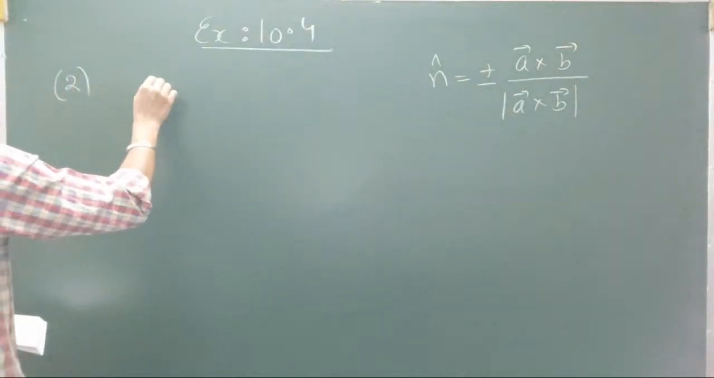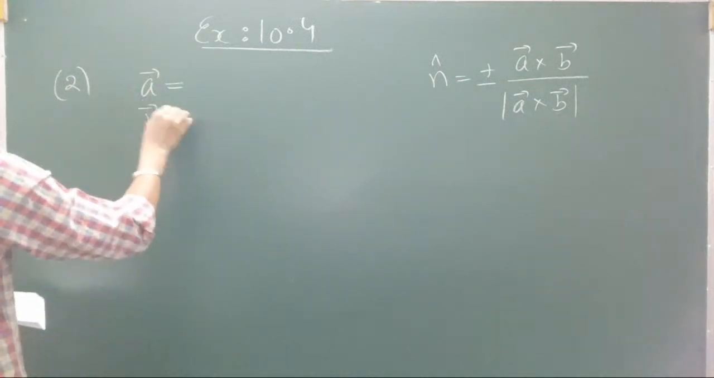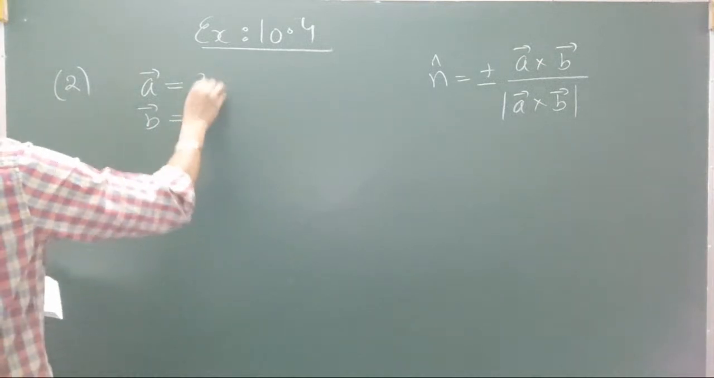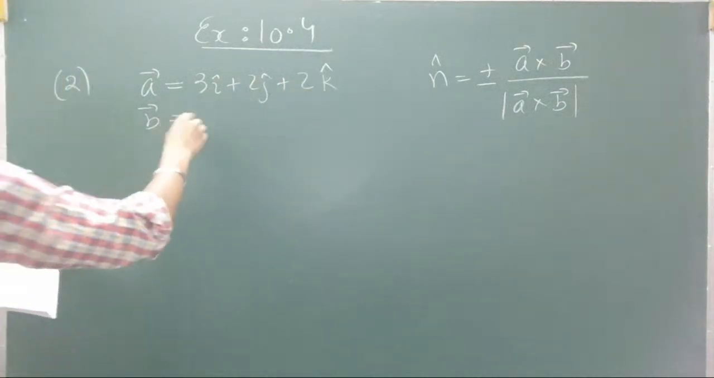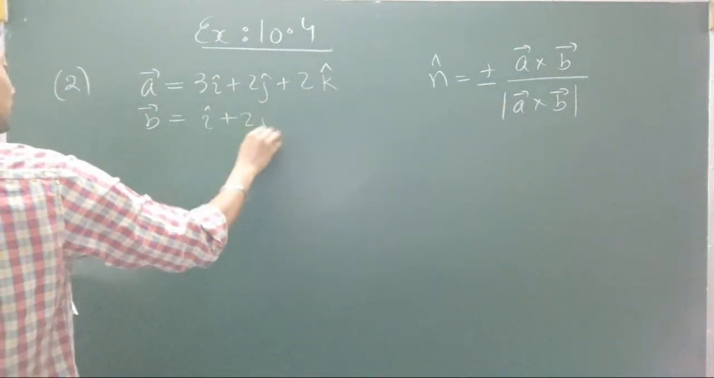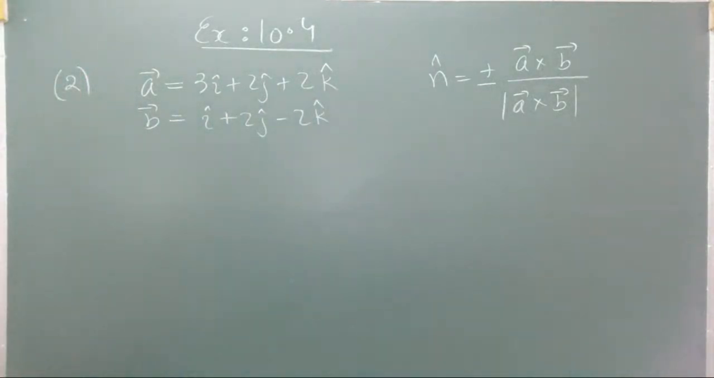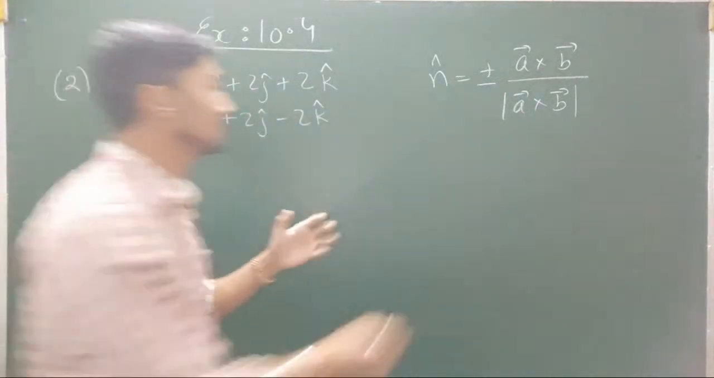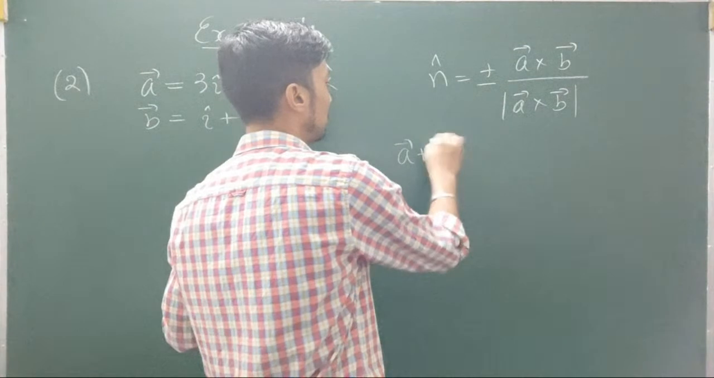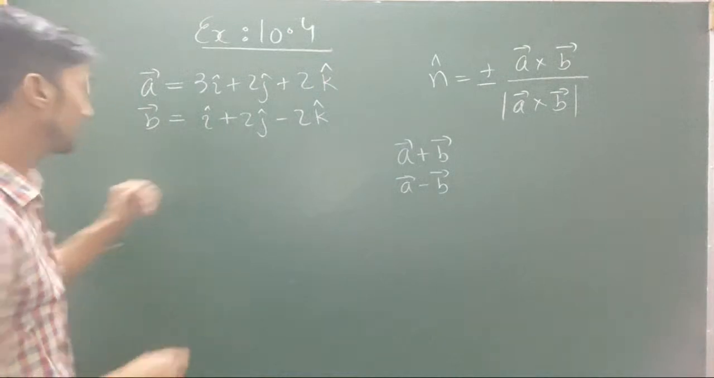Of course here, vector A is given, vector B is given. That is 3i plus 2j plus 2k, and i plus 2j minus 2k. But here, as per the question, we are not supposed to find a unit vector that is perpendicular to each one of the vectors A and B. We are supposed to find a unit vector that is perpendicular to each one of A plus B and A minus B.